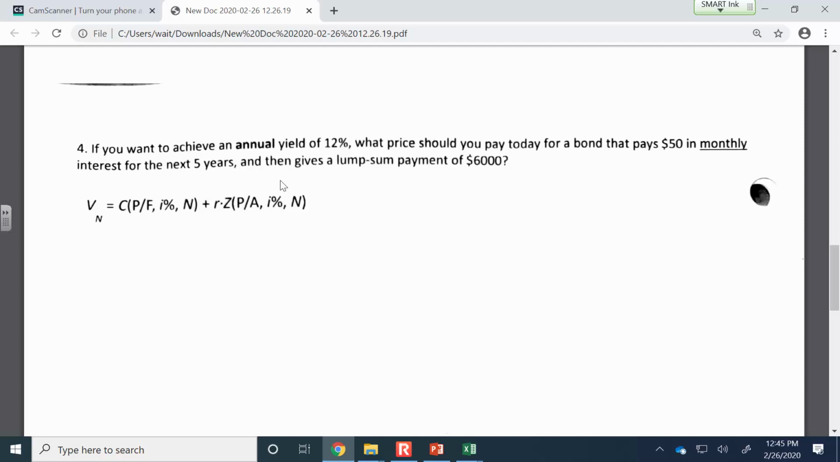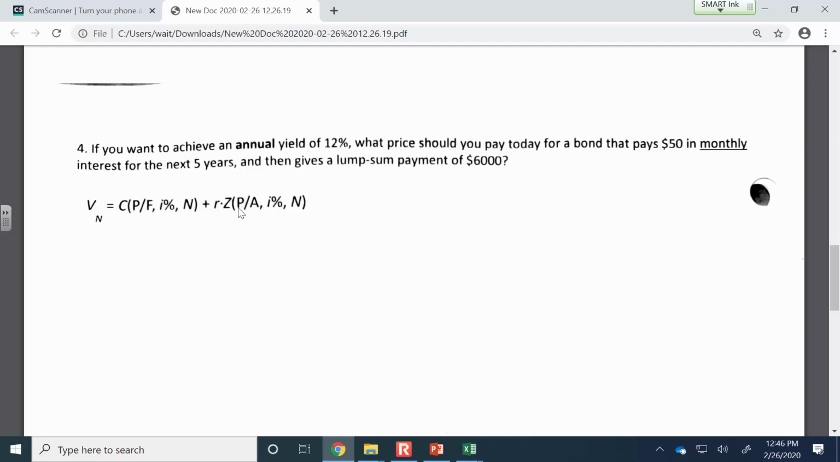So what value of I did you use? 1%. Now, why did you use 1% for I if it says that the annual yield is 12%? Because it's monthly. That's right. Well, it's the interest per period. And in our case, it is monthly periods. And so the interest amount per month is 1%.